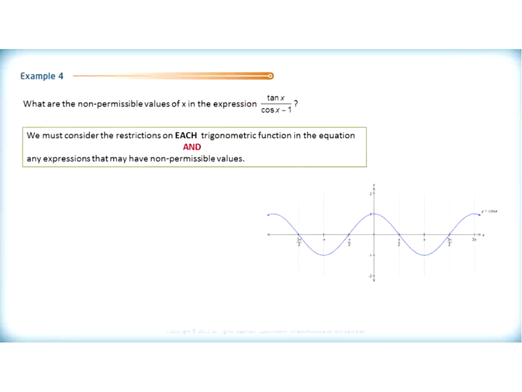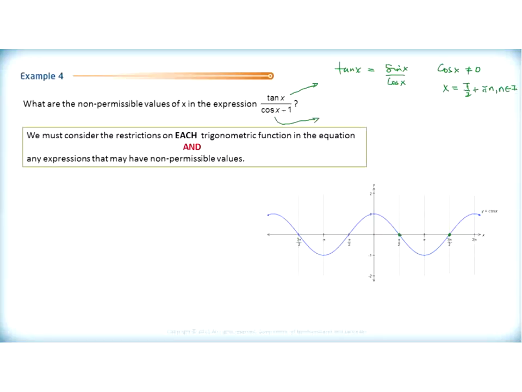Example 4. What are the non-permissible values of x for this expression? Again, let's consider both scenarios here. Again, we need to consider restrictions on each trig function. If we look at tan x first, tan x equals sine x over cosine x. So again, cosine x cannot equal 0 because division by 0 is undefined. So where is cosine x equal to 0? I've got the graph of cosine here for you again. It's at pi over 2 plus pi n, where n is the number of I. Because again, you keep adding pi, you'll get the next answer.